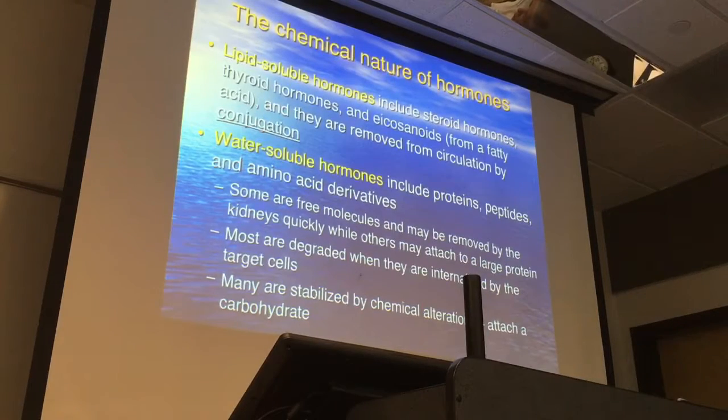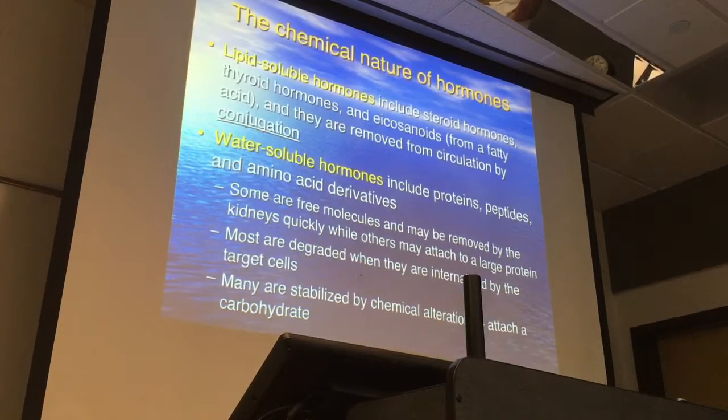Some water-soluble hormones can be stabilized, their half-life increased, by attaching a carbohydrate to them, especially these proteins. So if a carbohydrate is attached to it, converting the protein to a what? What's it called? Glycoprotein. So attaching a carbohydrate to those protein hormones increases their half-life, and they persist for longer. And as a glycoprotein, they can still produce a response in the target cell.